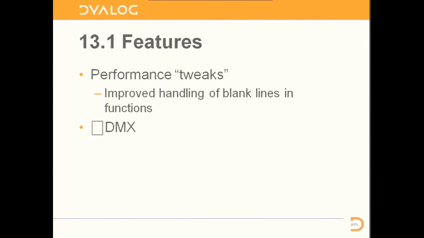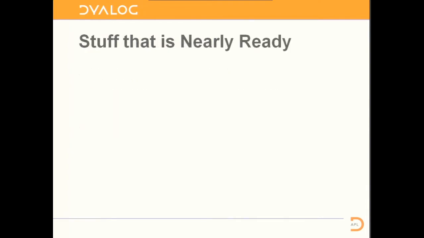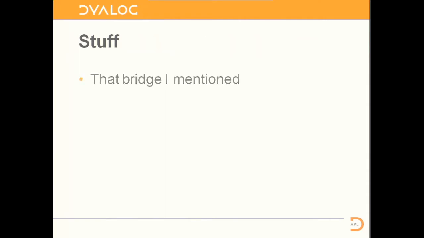And the other 13.1 feature that I want to talk about a little bit today is this thing called Quad DMX, which Morten briefly mentioned, I think, which is some extended error information. The stuff that is nearly ready, so this is not going to be in 13.1, is the remote development environment, and we'll look at some demonstrations for that. And then we're going to look at some other stuff, that bridge that Morten mentioned before. I mentioned it in my subtitle, A Ride Over a Bridge.